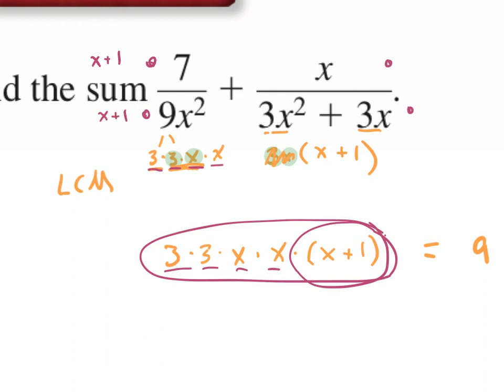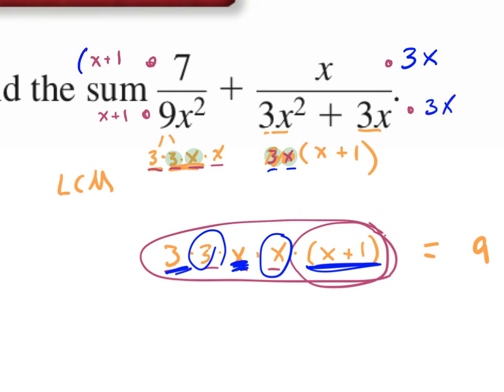For our second fraction, we have 3x that I crossed out. So 3x, I'm going to change color. 3 and x, and x, and then x plus 1. So the only thing we're missing is 3 and x. So we're going to multiply both of these by 3x.